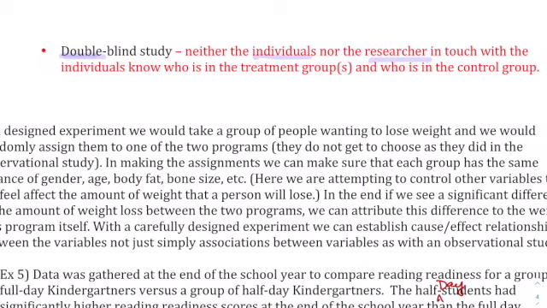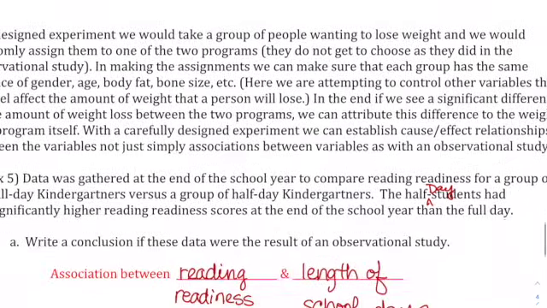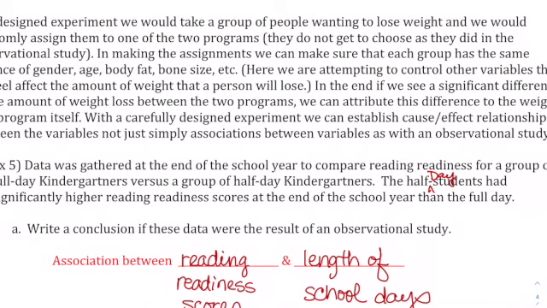Now, observational study is we didn't put anybody in any kind of group. It's just something associated with something. So here's the way I will write it. Association between the reading readiness scores and the length of a school day. There's no discussion about how long or how good or whatever. It's just between the two things. Then you're going to write this as a conclusion about an observational study.